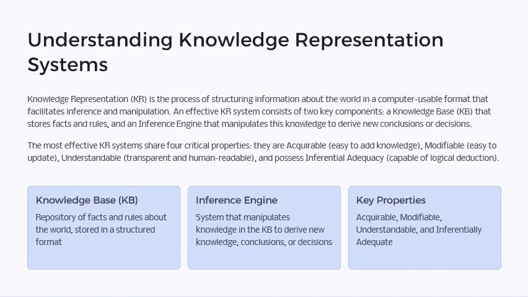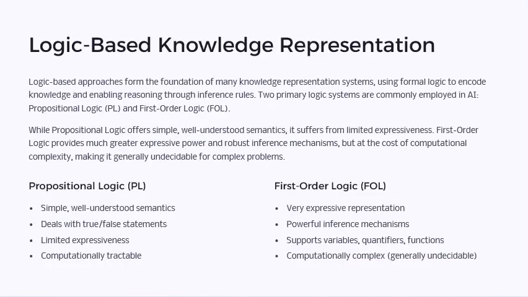Right. There are several key ways, each with its own strengths and weaknesses, different ways for the AI to see the world, you could say. Let's start with the really formal one, logic-based representation. Sounds like math class. A bit. It uses formal logic, like propositional or first-order logic, to encode knowledge with real precision. No ambiguity.